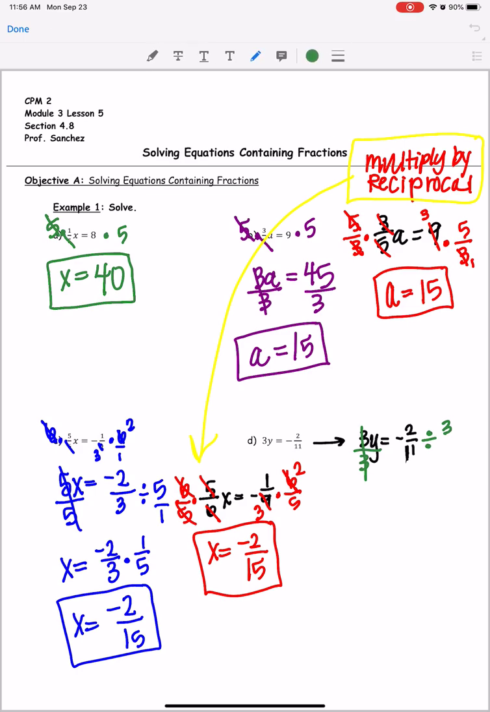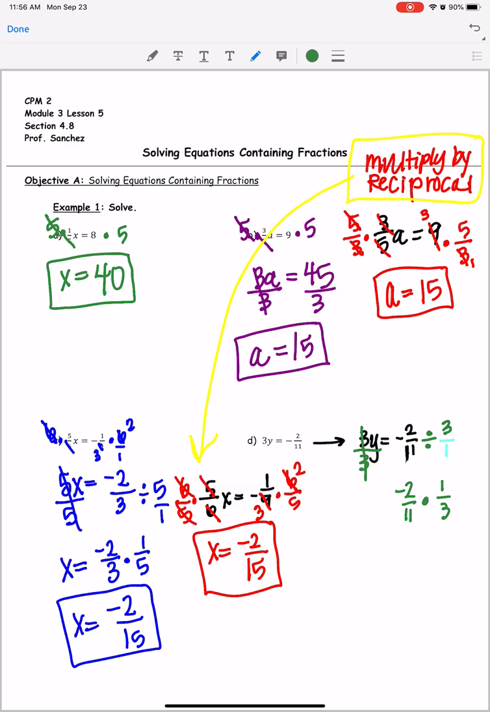We got to use our multiplication rules. So I'm going to put this over 1. And we've got to use our keep, change, flip. So I'm going to keep my first fraction, negative 2 over 11. I'm changing my division to multiplication. And then we've got to flip our second fraction. So instead of this being 3 over 1, now it is 1 over 3.